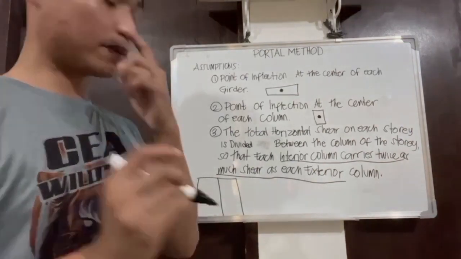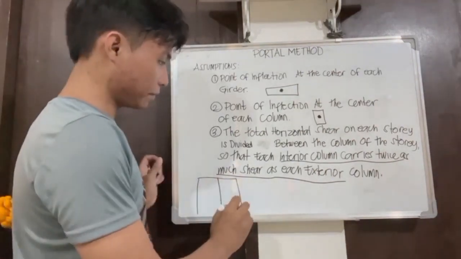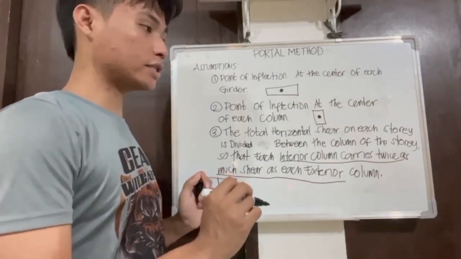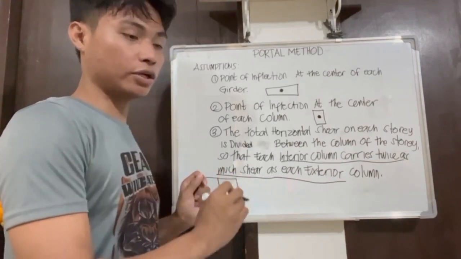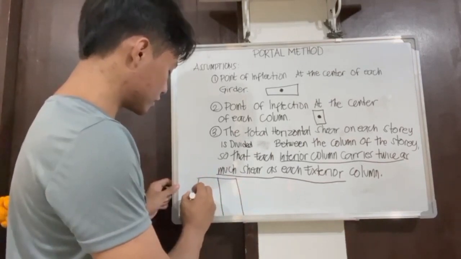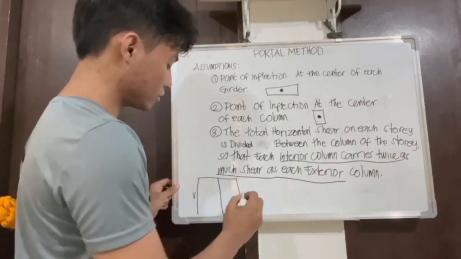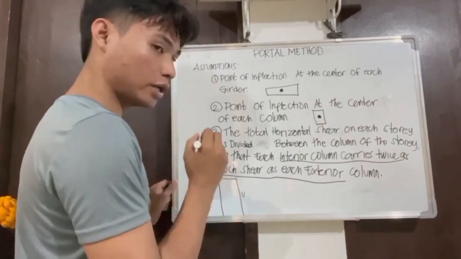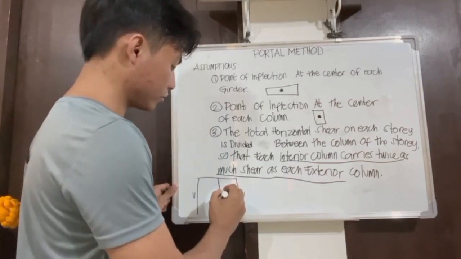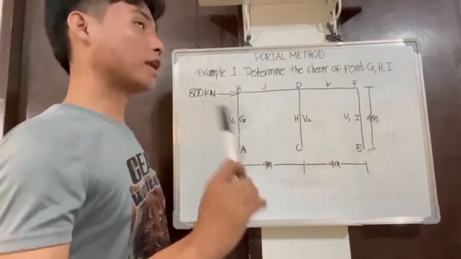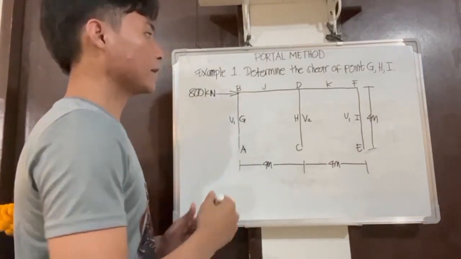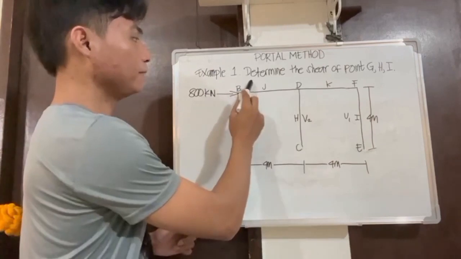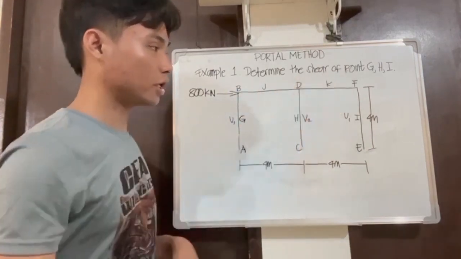So ang pasabot ani, kung naa tay column diri, kung pila ang imong exterior, kaduha-on nimo ang imong interior column. So kung ang atong exterior is single shear, ang atong interior shear is double shear. So para mas masabtan ang portal method, we have here example. Ang gipangita diri is determine the shear of point G, H, and I.